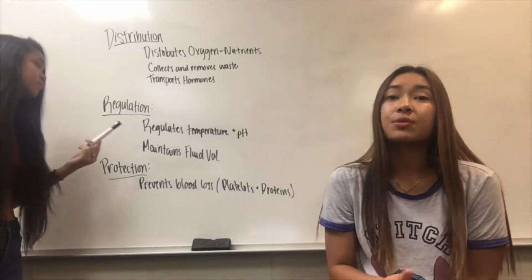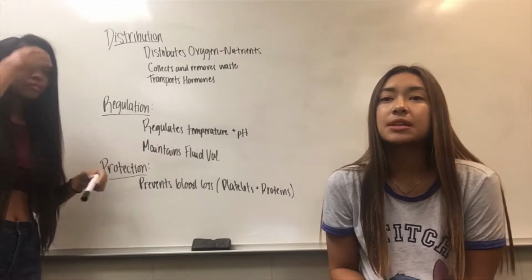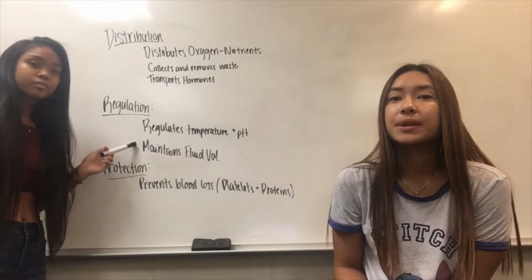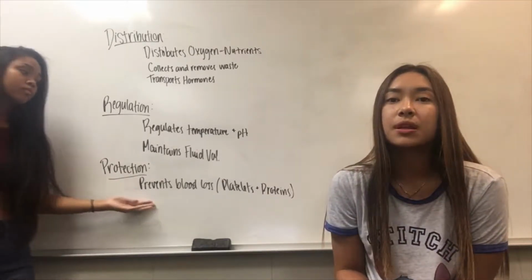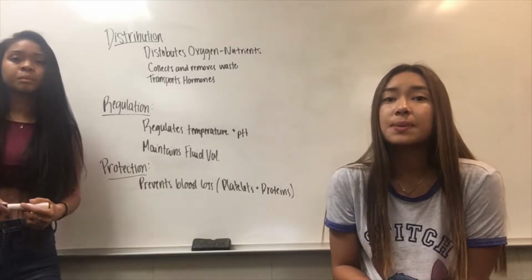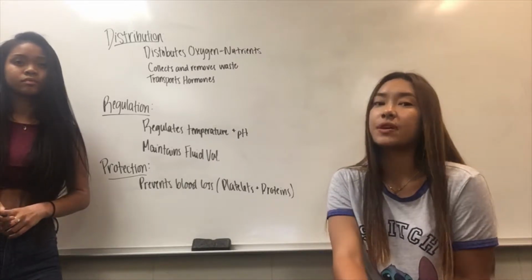Under regulation, it regulates the temperature. Blood also regulates pH because it contains chemical buffers, and it also maintains fluid volume, and it has a lot of dissolved solutes. Under protection, it prevents blood loss and uses platelets and proteins to do so. Proteins include antibodies that inform the immune system about bad bacteria, in turn preventing infection.